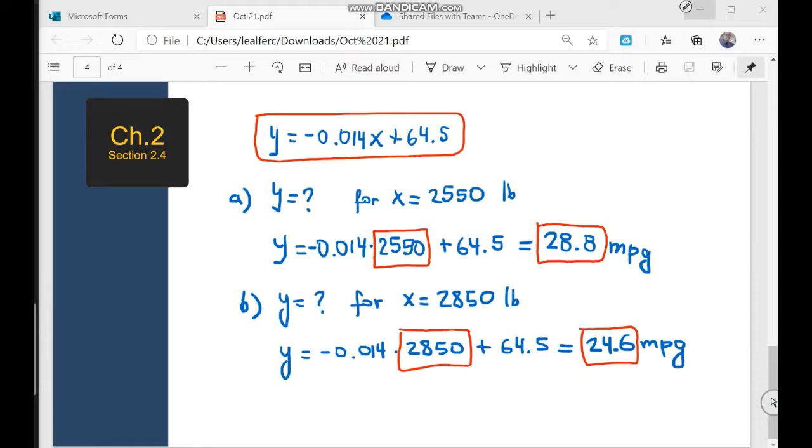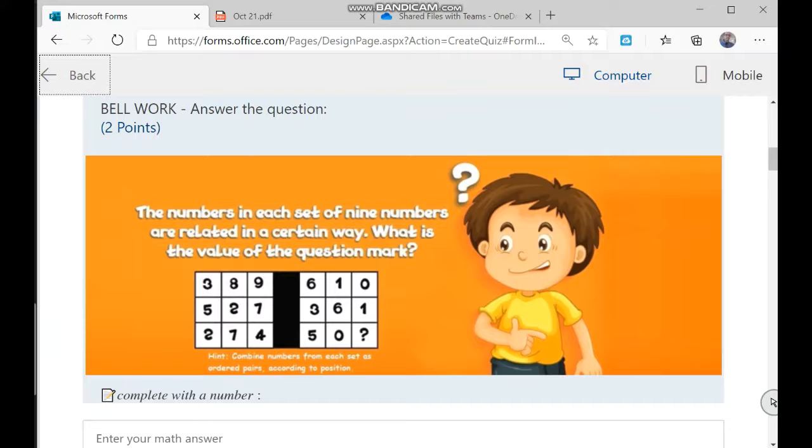Before the quiz, let's check the bell work. Very simple bell work, very easy, and a very simple relation. Type your guesses. What do you think is the right answer? The numbers in each set of 9 numbers are related. There's a relation. What is the value of the question mark? And the hint is to combine numbers. You have to combine in pairs, in ordered pairs, according to the position, and check if you can see a pattern, and then identify a relation.